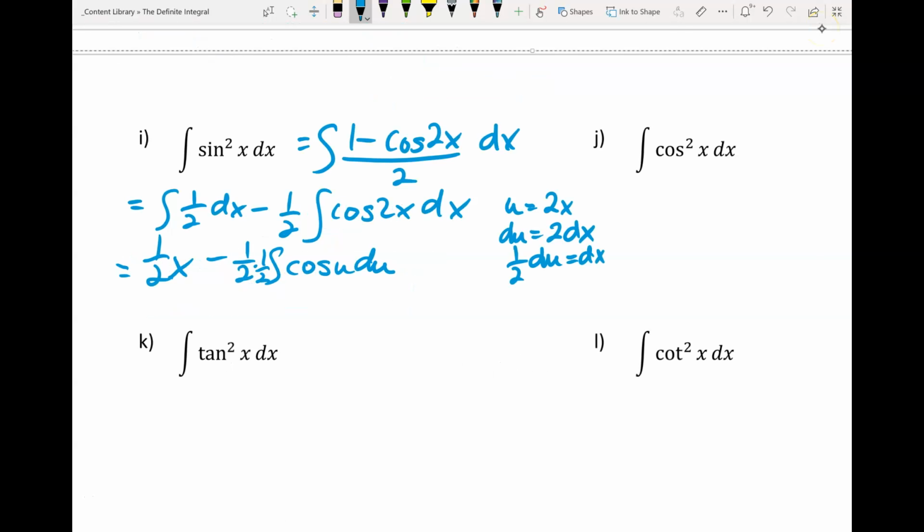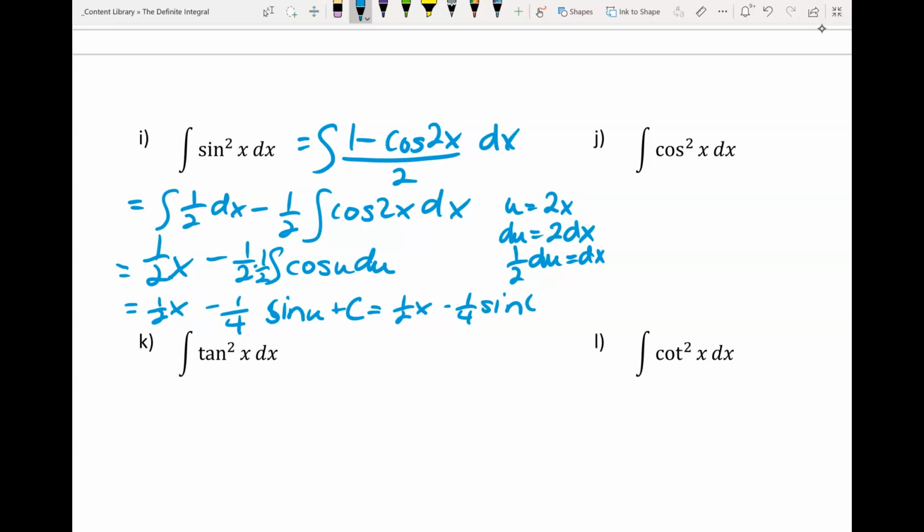Now we're going to integrate the cos u. And that's going to be negative sine, positive sine. The derivative of sine is cos. And I'll plug the u back in, which is 2x. That is our final answer.